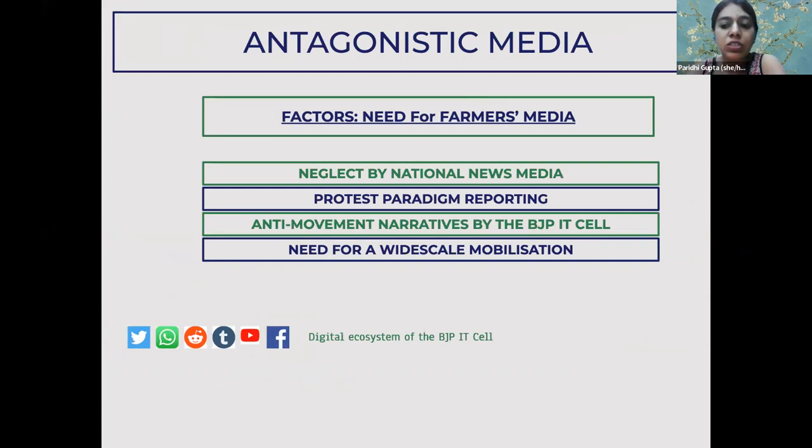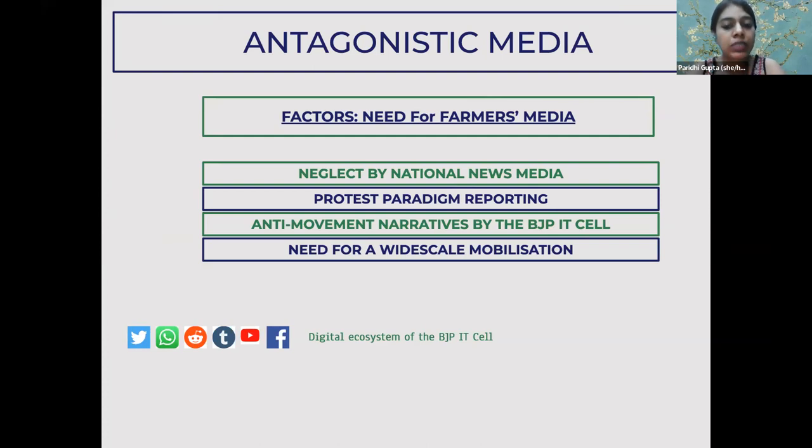The widespread digital web is popularly known as the BJP IT cell, and it was founded as early as 2007. Prior to the 2014 election campaign of the BJP, with PM Modi as its face, they had already started testing the use of ICTs for vote mobilization in the Gujarat state elections of 2012, where the current prime minister was the chief minister. In the early months of the movement, the national media hardly covered it.